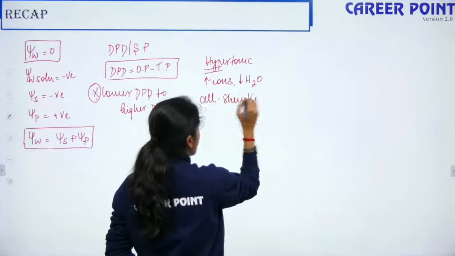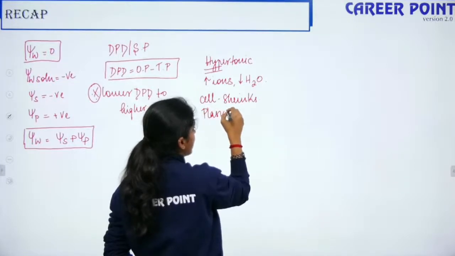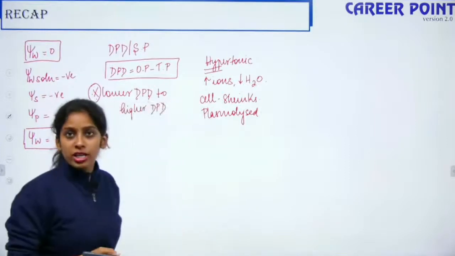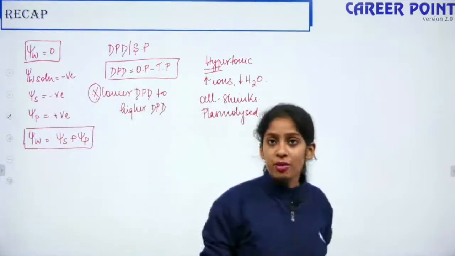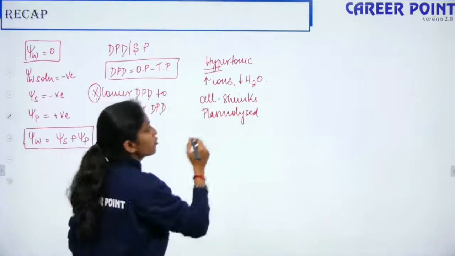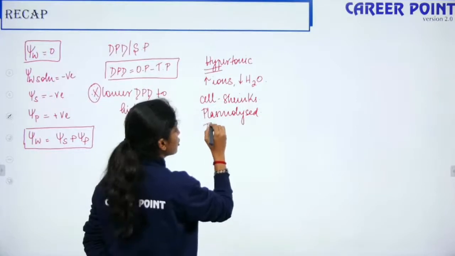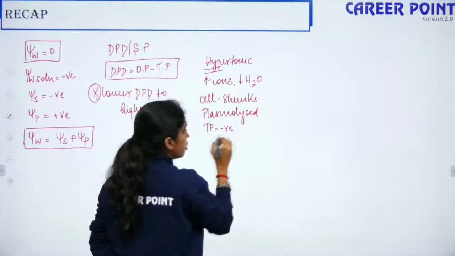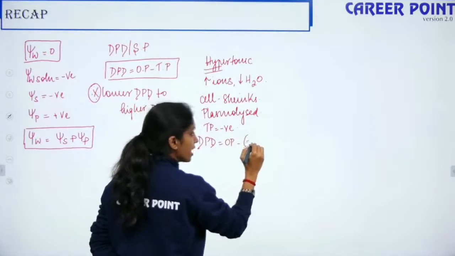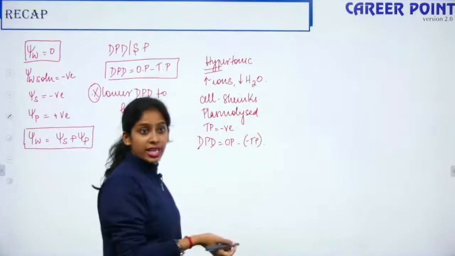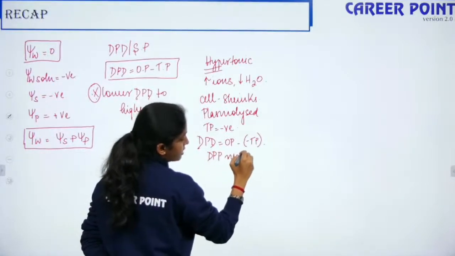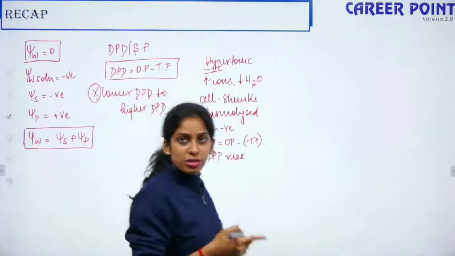So now this cell is known as a plasmolysed cell. You get a plasmolysed condition when it is placed in a hypertonic condition, and this plasmolysed condition can be reversed when it is placed in a hypotonic condition, right? In a plasmolysed cell, your turgor pressure is negative. Thus your DPD, which is equal to OP minus turgor pressure, is maximum in your plasmolysed cell, because your turgor pressure is negative here. I want you to remember this correlation.